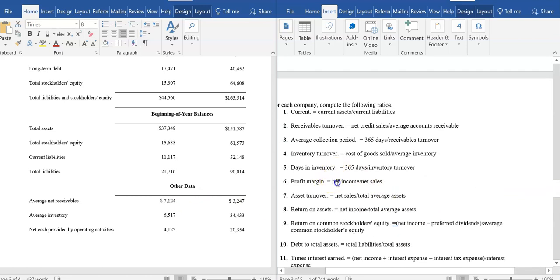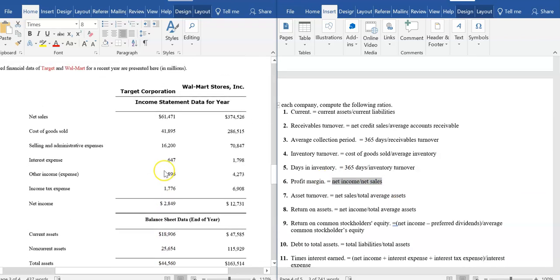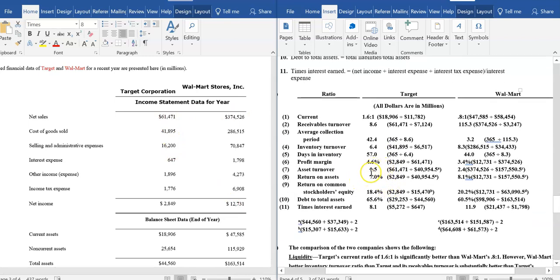The profit margin ratio is calculated by taking net income and dividing by net sales. All of that information is in the income statement: net income for both companies and net sales. Taking net income, dividing by net sales for both companies, Target's profit margin is 4.6% and Walmart's is 3.4%. It appears that Target has a higher profitability on every dollar sold than Walmart does, but they're still pretty close. They're pretty much within industry standards.